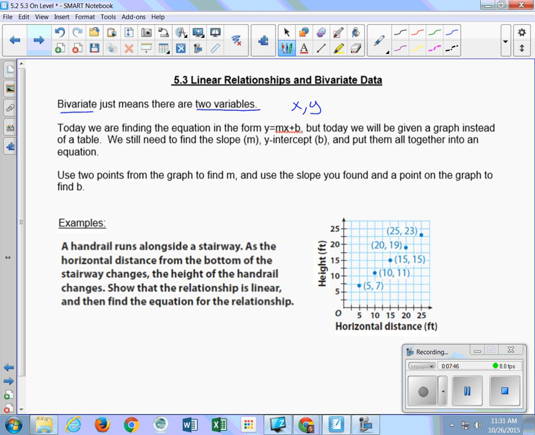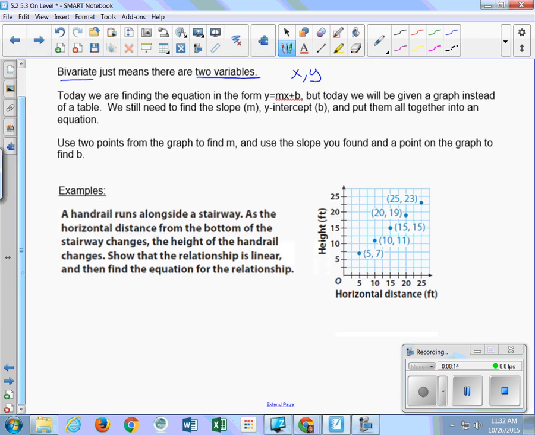So today we're going to find the equation in slope-intercept form, which is y equals mx plus b. Today we're going to be using a graph instead of a table. All right, so we still need to find the slope and y-intercept and then put them together into the equation. We can use two points from the graph to find m, and use the slope you found and a point on the graph to find b. And I'll show you what I mean in just a second.